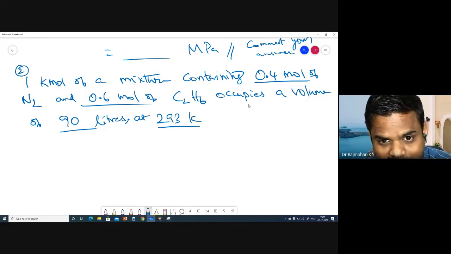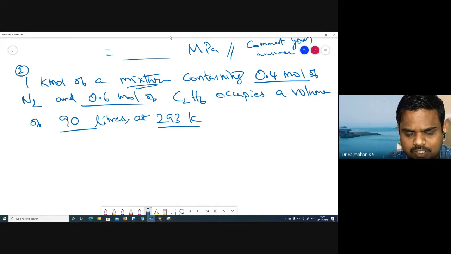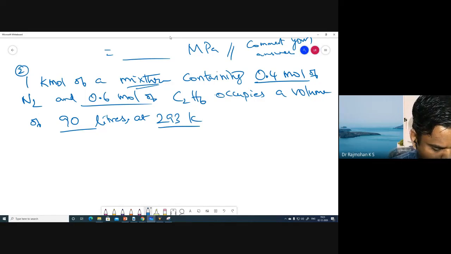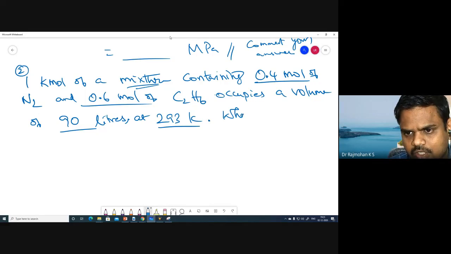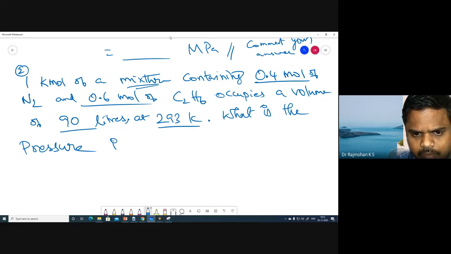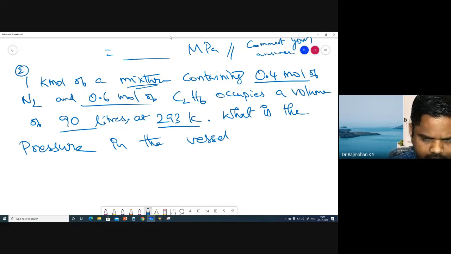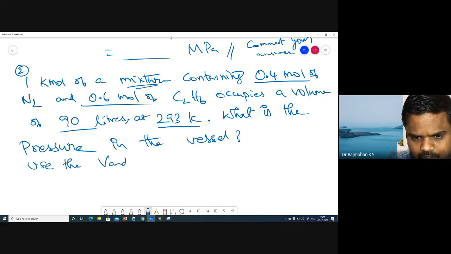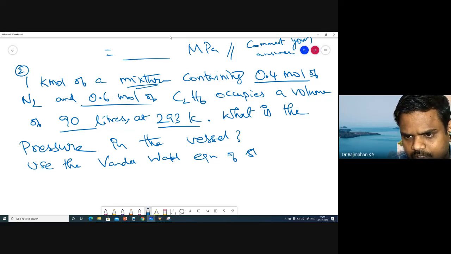So a gas mixture is given. The previous problem we did was a pure substance. Here we are doing a mixture. That means the critical parameters have to be calculated as per their respective mole fractions. That is the law which we referred to, right? So we have this occupying a volume at this temperature. What is the pressure in the vessel? Use the Van der Waals equation of state.